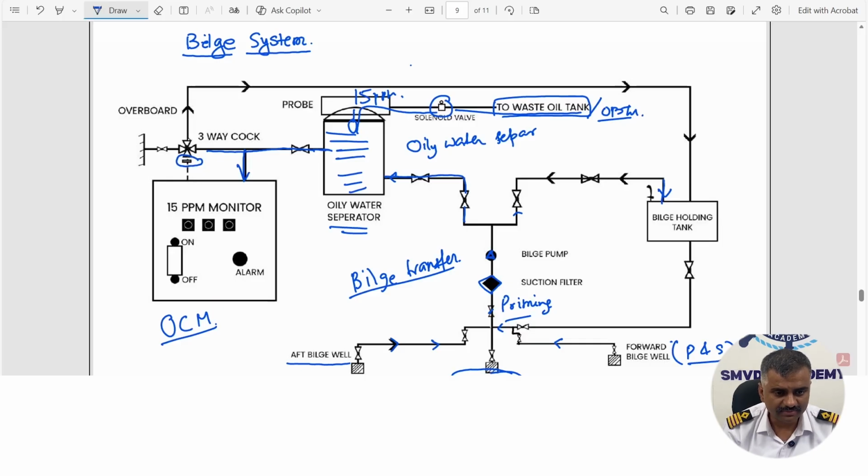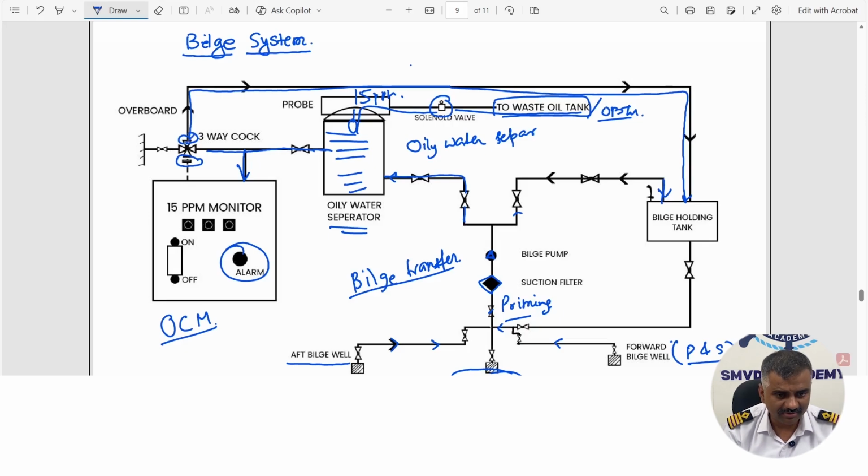So if more than 15 ppm is coming, the alarm will come in the ECR and the line will be directed back towards the bilge holding tank. You can see this is the way it will be directed back to the bilge holding tank. This valve will open. In case the ppm is less than 15 ppm, or as per the setting, we generally keep it on board to 5 to 6 ppm only, not going up to 15 ppm. So basically if the ppm value is less than the alarm value, say less than 15 ppm, it is safe to be discharged into the sea.